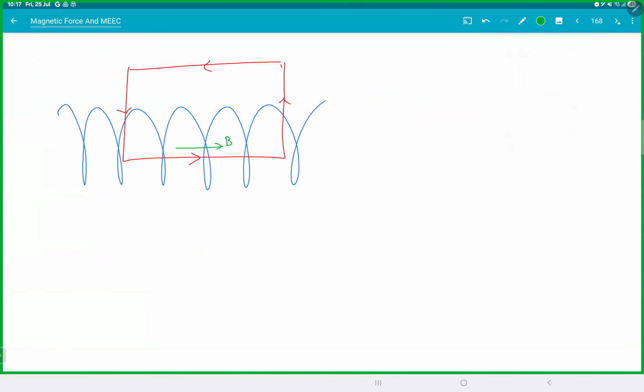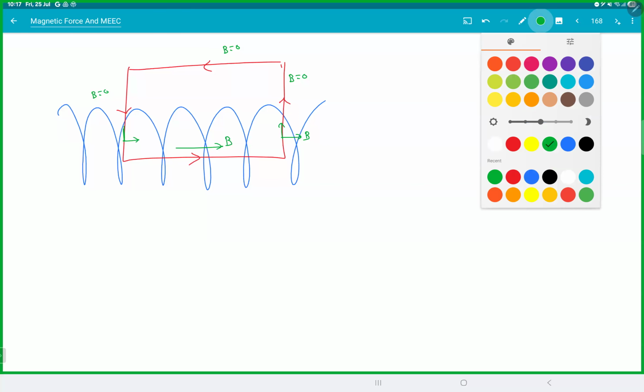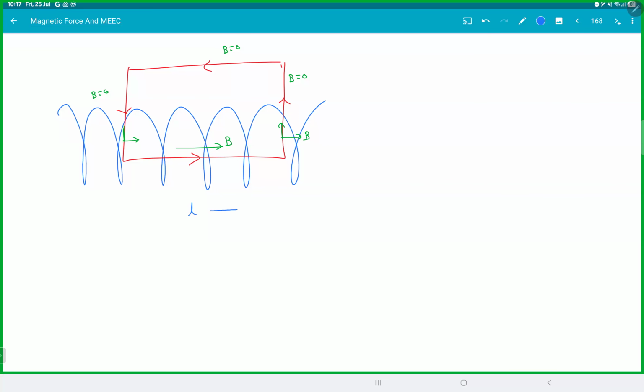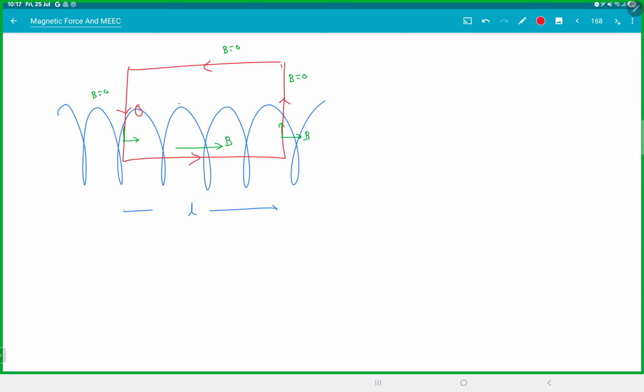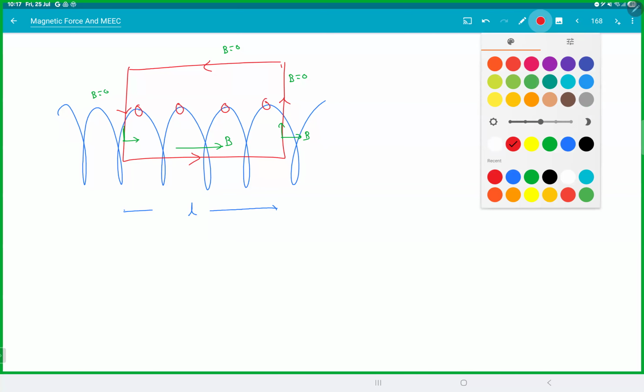Inside there is a magnetic field. Here it is perpendicular to the dl. Here B is 0. Here B is 0. Here B is 0. Here B is perpendicular to dl. Let the length be L. So these are all the currents which are coming out. So there are N turns which are crossing this.